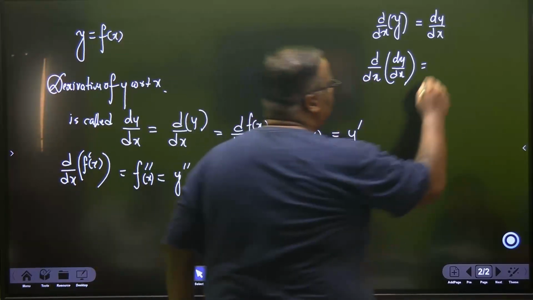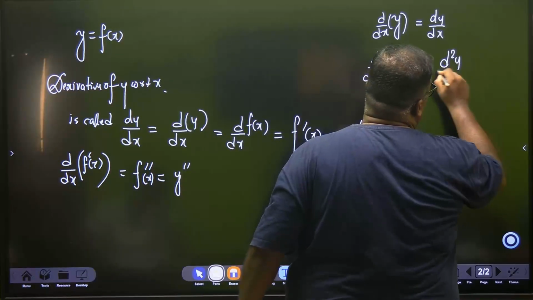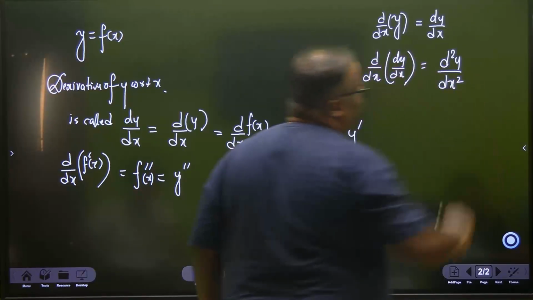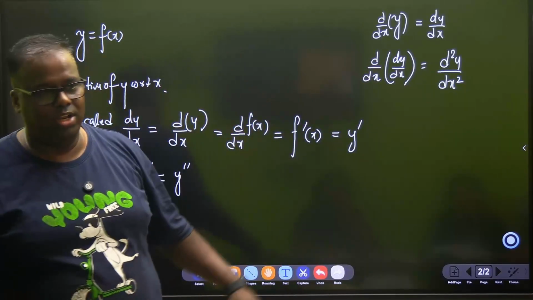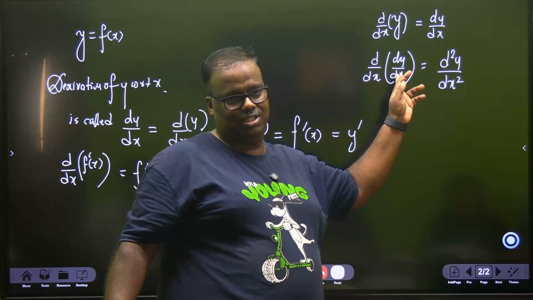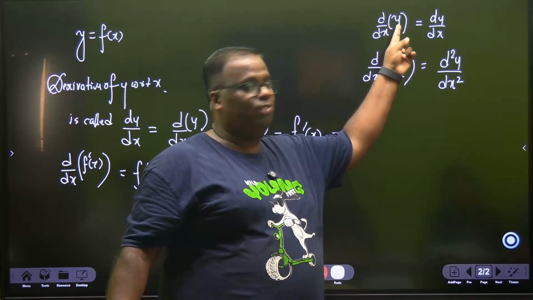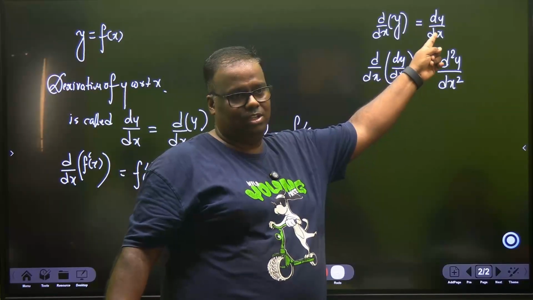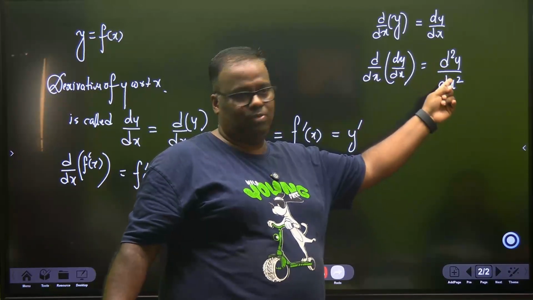What do I call it? I call it d2y by dx2. We don't call it d square y d x square. d2y by dx2 is the second derivative. Original function, first derivative. Differentiate the first derivative, get the second derivative.